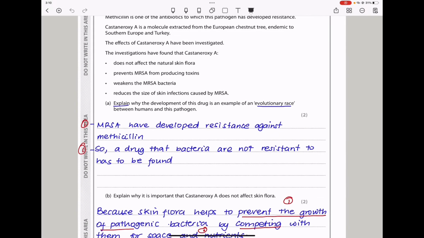So the first question says, explain why the development of this drug is an example of an evolutionary race between humans and this pathogen. This is because MRSA have already developed resistance against methicillin, so a drug that bacteria are not resistant to has to be found. So this is an evolutionary race.